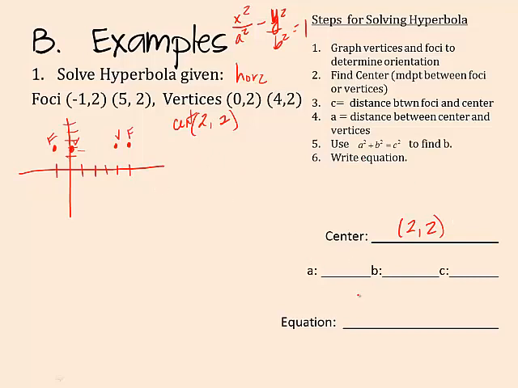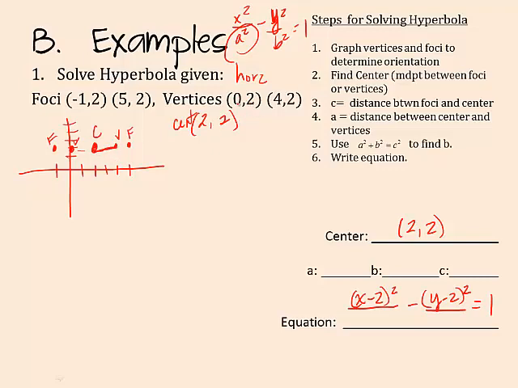Right? So in my equation, I already know (x − 2)² over [blank] minus (y − 2)² over [blank] equals 1. Now I need to figure out what a and b are. Remember, a is the distance between the center and the vertices. So I need to figure out the distance between this point and this point.